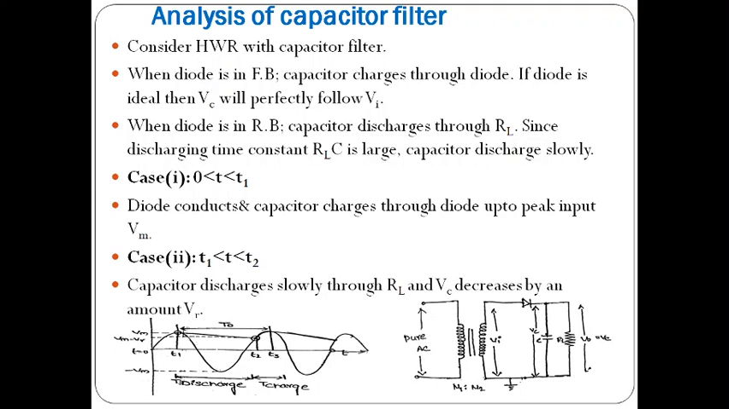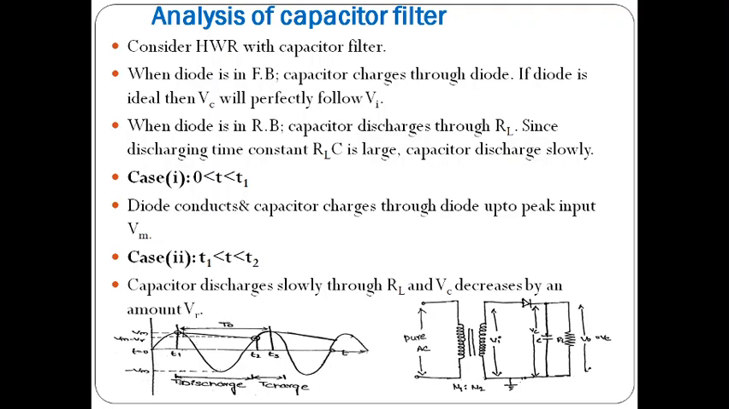In this case, my capacitor discharges slowly through the RL resistor. So how much is it discharging? Up to VR, the ripple voltage. My voltage VC is decreased by an amount of ripple voltage VR. Why? Because it is discharging slowly because of my time constant. I am setting RL into C to a very large value. So due to that, the discharging time is high and the charging time is very small.